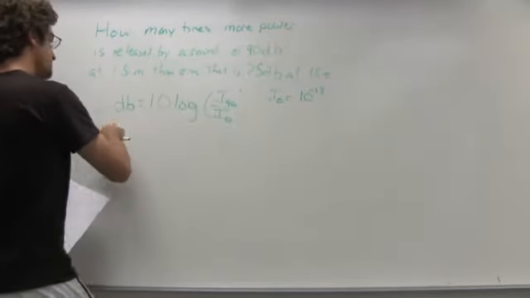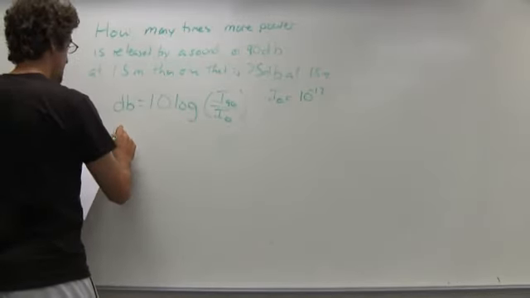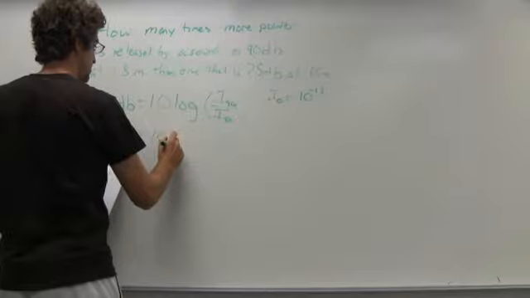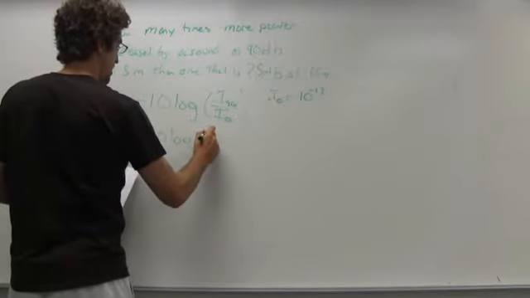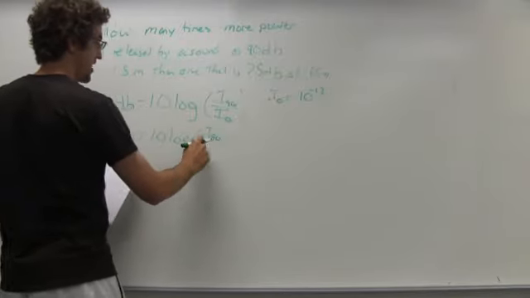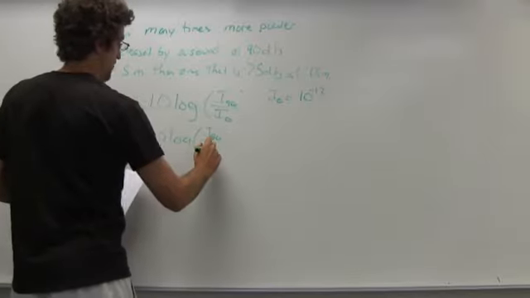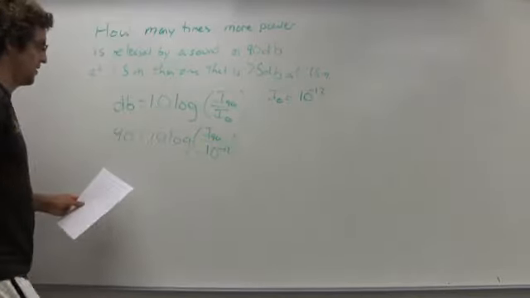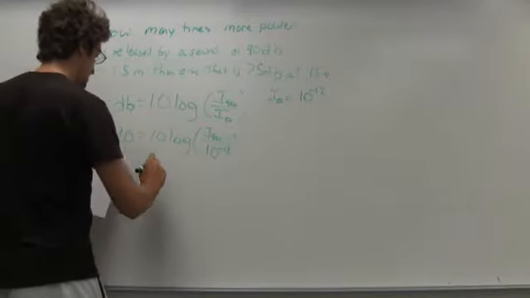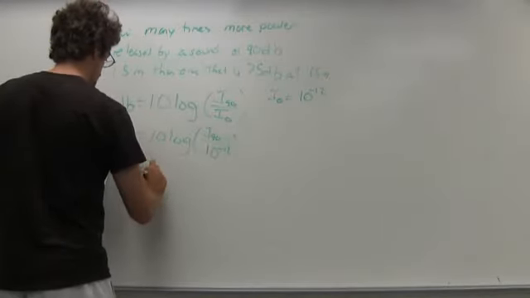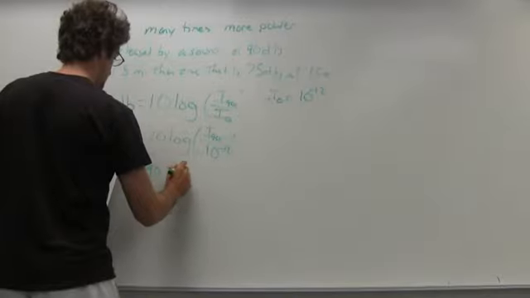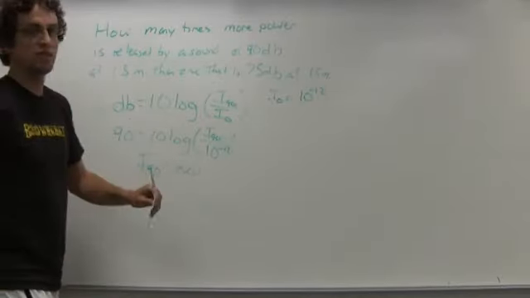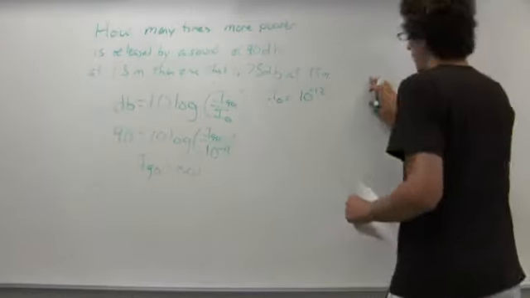So we've got 90 equals 10 log of the intensity of the 90 decibel sound versus 10 to the negative 12. If we solve that, we should get that I90 is 0.001. All right, now let's do the same thing for the other one, just to get it out of the way.